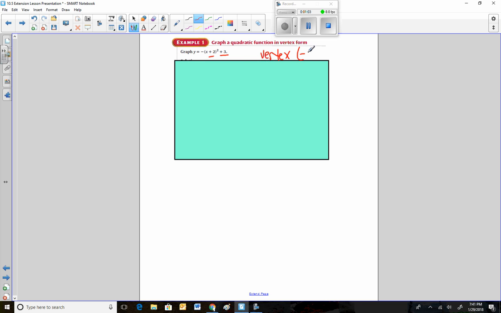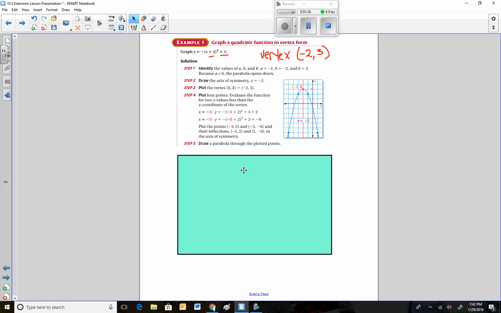We have -2, because it's always opposite, and we have 3. So that is our vertex. And the negative out in front will tell you that it reflects over the x-axis. Now we can always create a table to create the extra points that we need to create the parabola, but this will be our vertex, and this tells us it reflects. Let's take a look at what it looks like. And so our vertex is -2, 3, and it does reflect over the x-axis, and it's opening down.